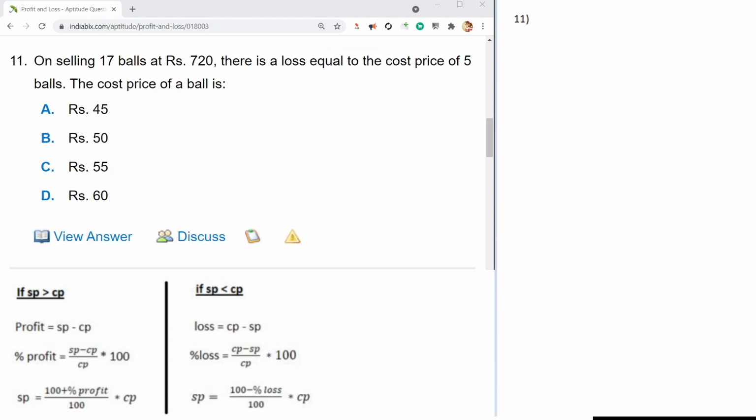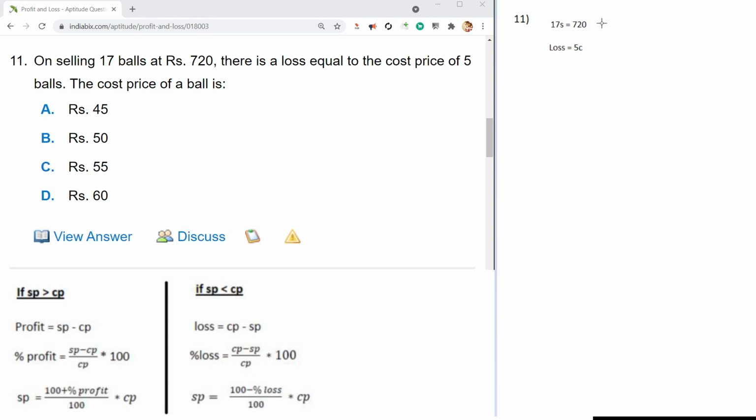Now problem number 11. On selling 17 balls at rupees 720, there is a loss equal to cost price of 5 balls. The cost price of a ball, let us assume each ball cost price is C and the selling price is S. Then on selling 17 balls, so 17S equals 720. There is a loss equal to cost price of 5 balls. So loss equals 5C.